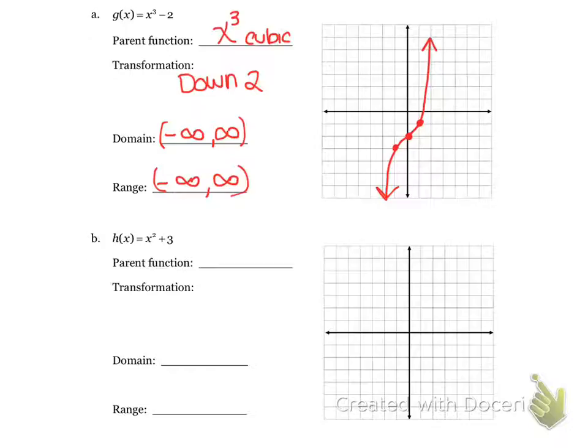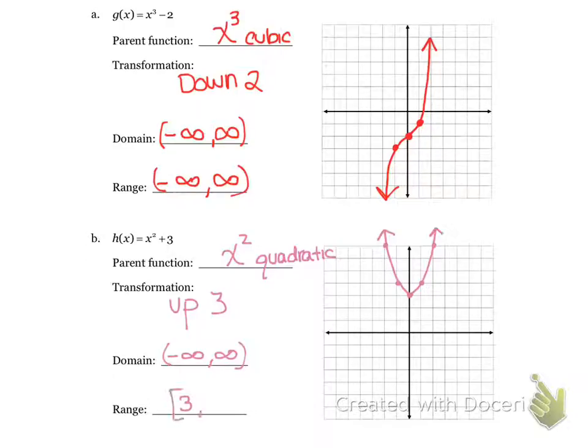The second function, parent function, is x squared, the quadratic or squaring function. And this transformation is up 3. So if you take those points that we know that it goes through, the origin, it's going to go up 3. And then all the other points shift up as well. The domain for a quadratic function is negative infinity to infinity, and the range is going to be 3, including 3, all the way up to infinity.